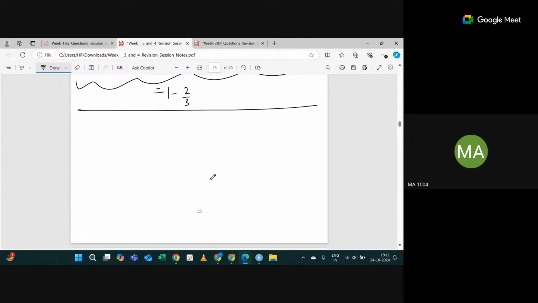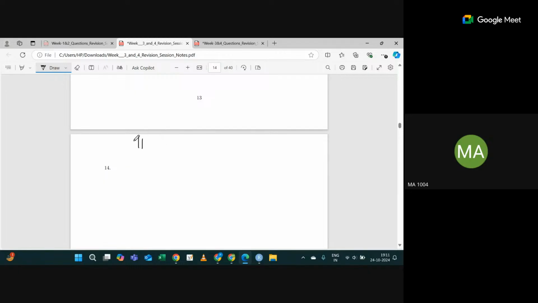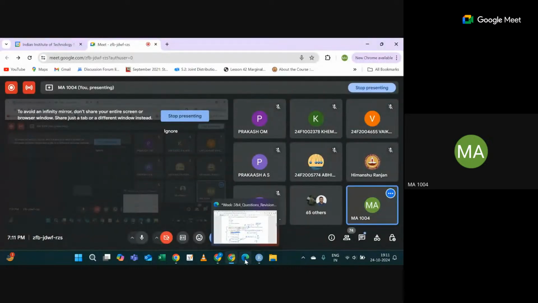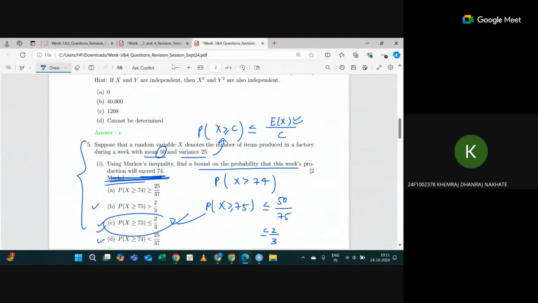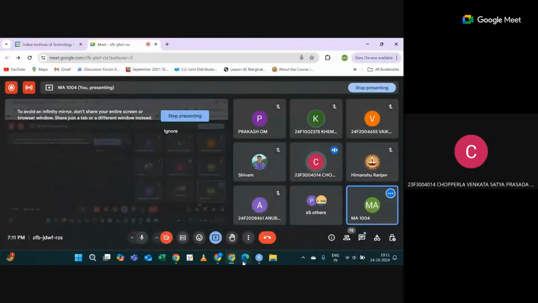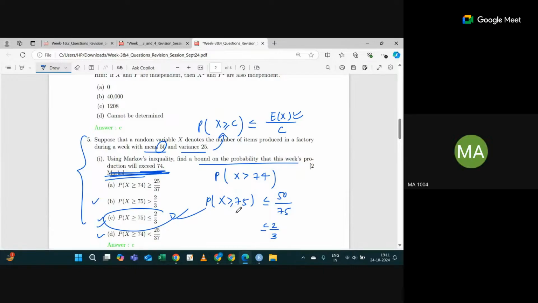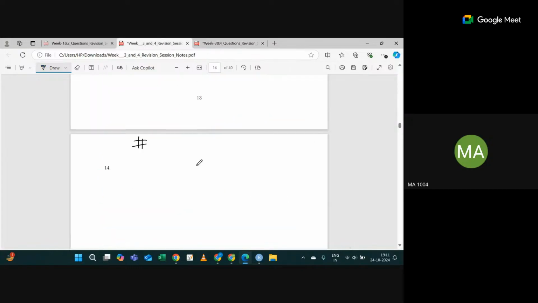Everyone got this idea, right? You can see how Markov inequality is useful. Small question: is this only applicable to discrete random variables or continuous random variables also? Continuous random variables are also applicable. As of now we are dealing with discrete, so that's why we are just discussing questions related to this. Markov inequality.